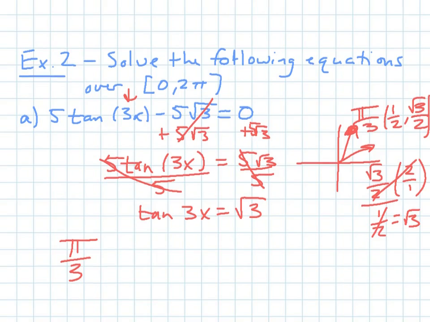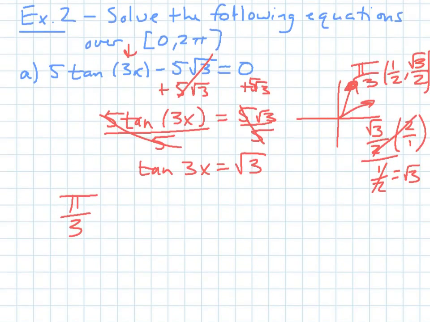Okay, and then the other one for tangent would be on the opposite side, remember. So it would be this one down here, which is going to be 4 pi over 3, because the point is going to be negative 1/2 comma negative square root of 3 over 2, which gives you the same thing, because the double negatives makes it positive. So 4 pi over 3.